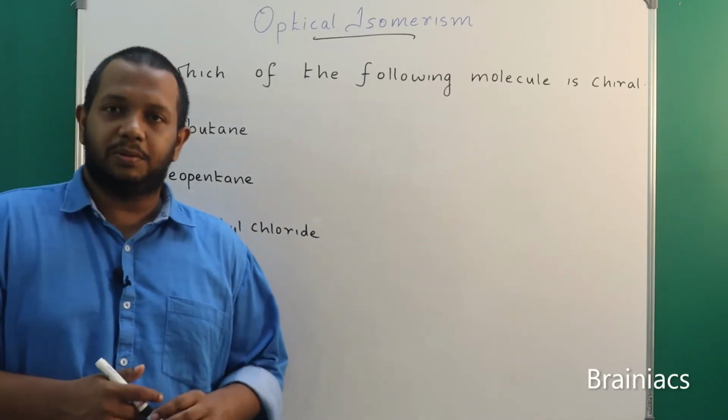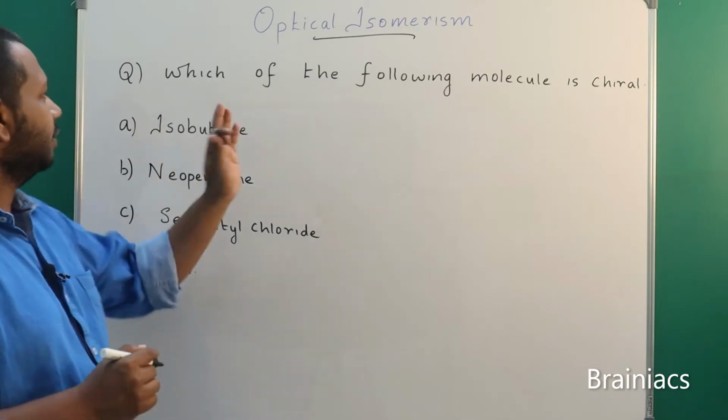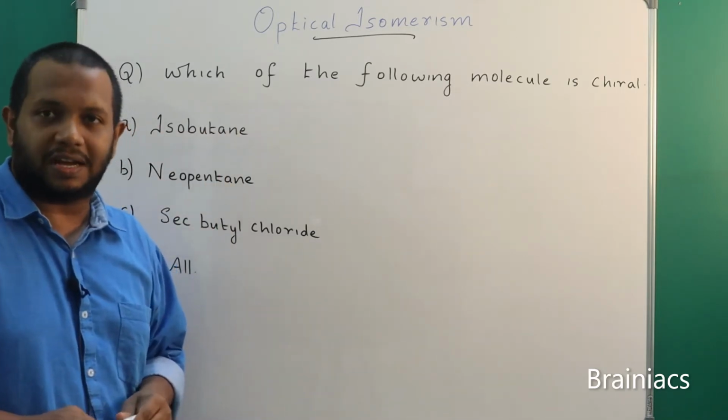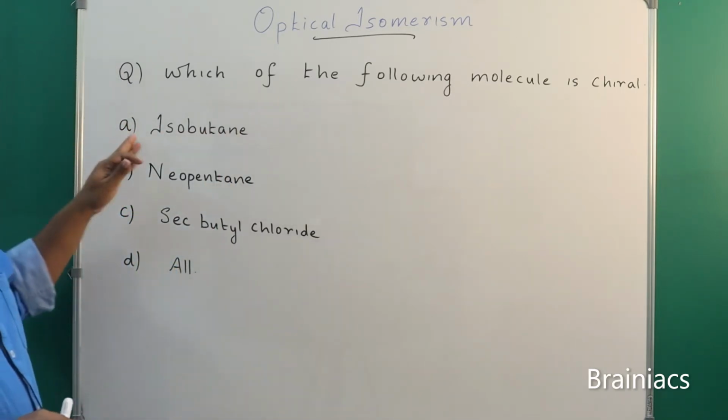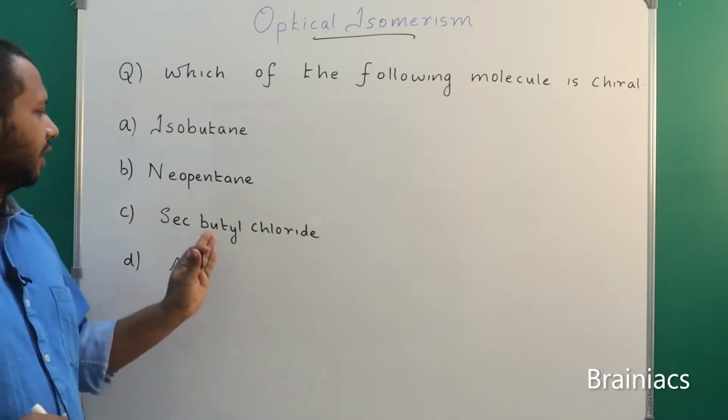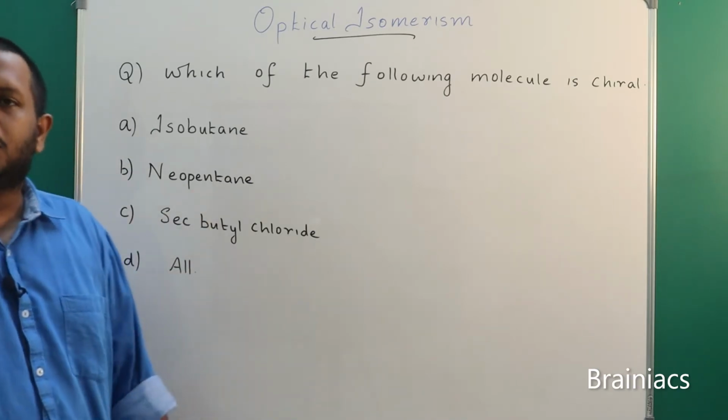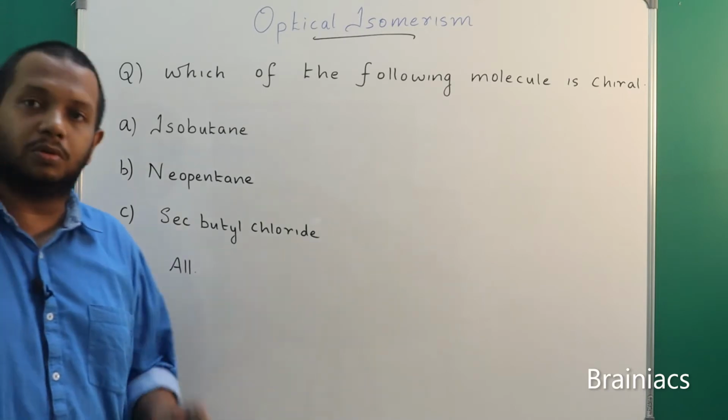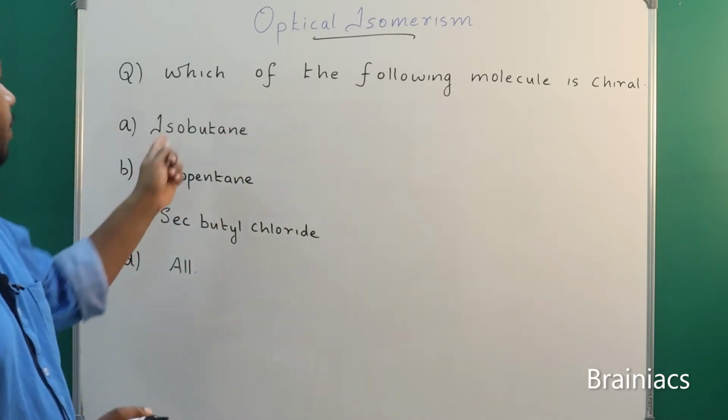Okay, so we have a new question in front of you. Go through the question. Which of the following molecules is chiral? We have isobutane, neopentane, secondary butyl chloride, all. So how will you check this? You should be able to draw the structure of these compounds.